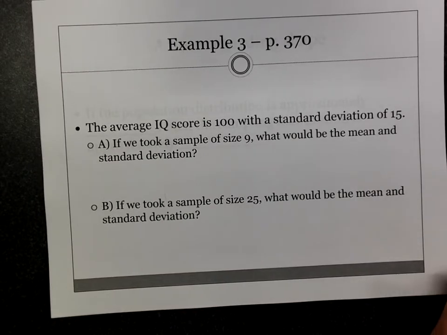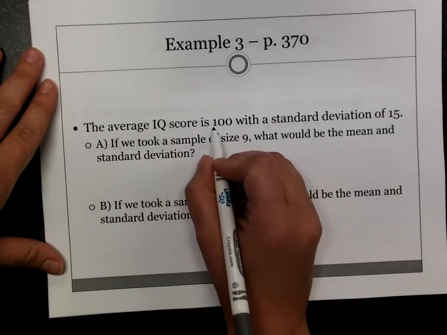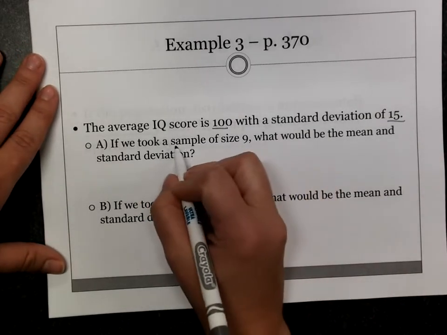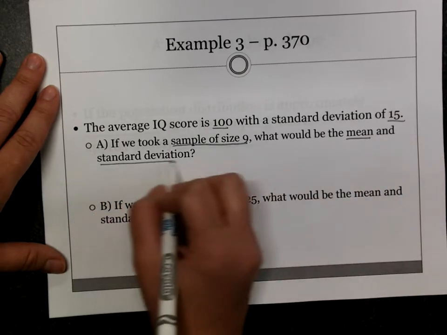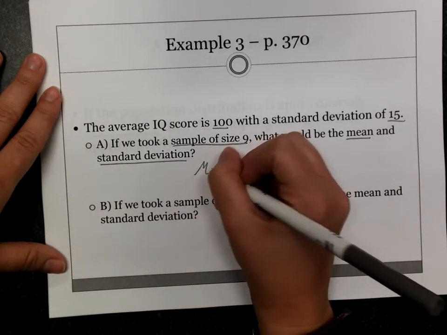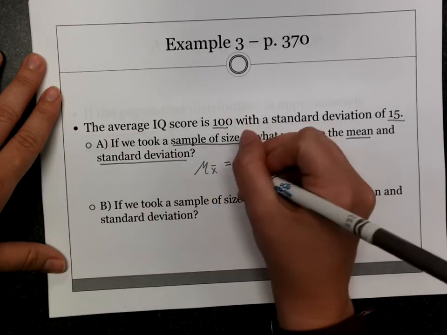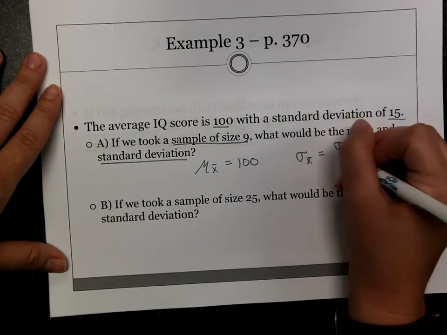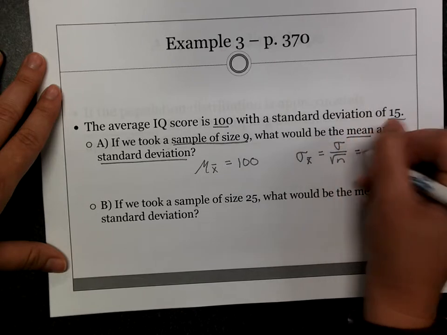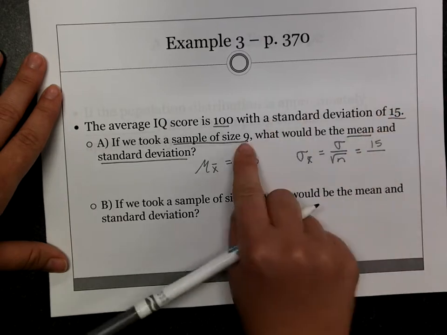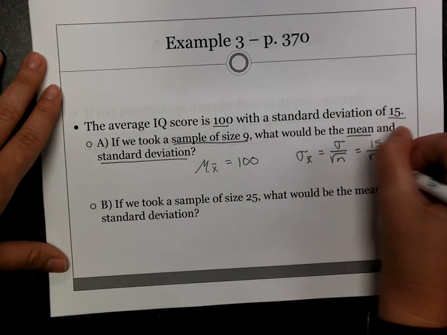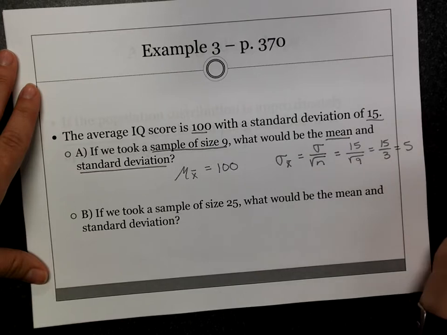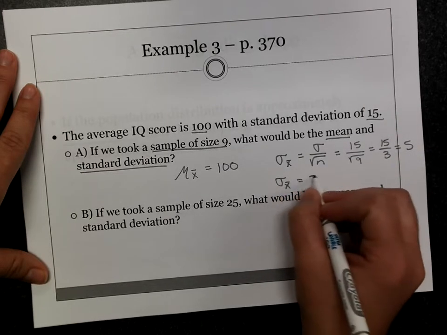All right, so let's look at a quick example here. If the average IQ score is 100 with a standard deviation of 15, we're using the same example from back in chapter 7. If we took a sample of size 9, what would be the mean and the standard deviation? We know that the mean of all the possible samples would be equal to the true mean of the population. And the standard deviation of all the possible samples would be the true standard deviation over the square root of the sample size. Well, the true standard deviation is 15, the square root of 9, and you can work that out in the calculator, or we know that the square root of 9 is 3, and 15 divided by 3 is 5. So the standard deviation for the samples would be 5.